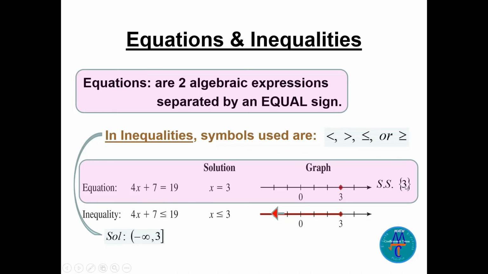Solution set, only 3. Now, if you take 7 to the other side, then divide by 4, you will get x less than or equal to 3. All the numbers less than 3. So we start from minus infinity until 3 closed. There are infinitely many numbers there. So the solutions for the inequalities are intervals, and the solutions for the equations are solution sets, specific numbers most of the time.